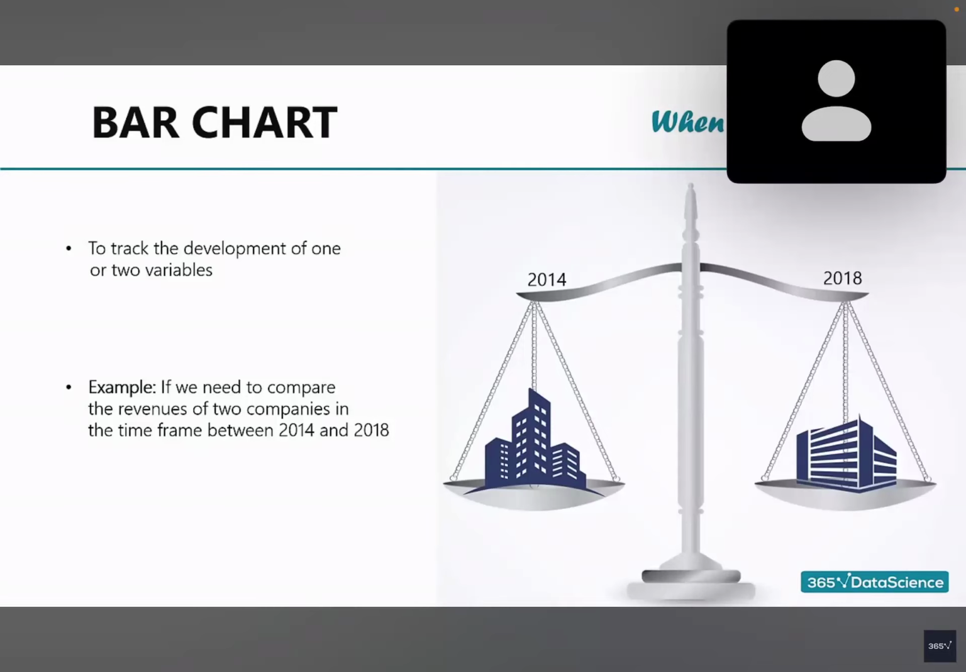A bar chart can be used to make both a year-on-year comparison and to provide a monthly breakdown. Moreover, bar charts can be pretty intuitive when we compare the development of 2 numerical variables over time. Let's say we would like to compare the revenues of 2 companies in the time frame between 2014 and 2018.